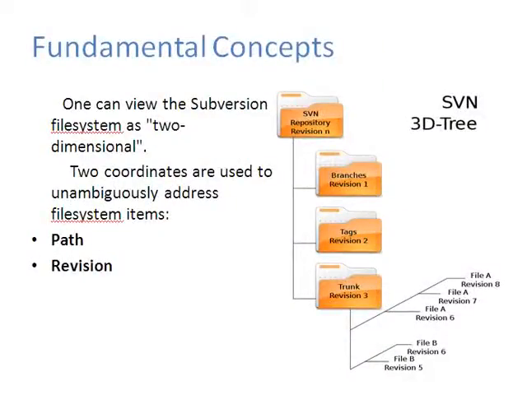One can view the Subversion file system as two-dimensional. Two coordinates are used to unambiguously address file system items: path and revision. Naming a file system object in Subversion is formed by the same rules as in a Unix-like operating system. There is only one root directory. The path elements are separated by a slash.